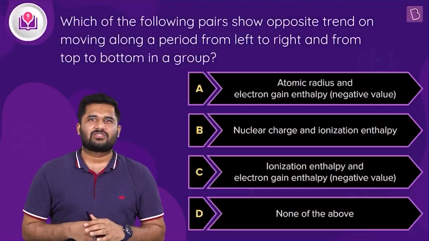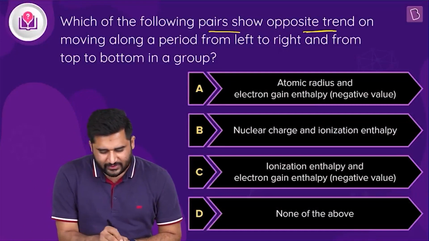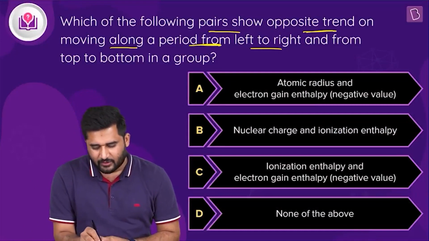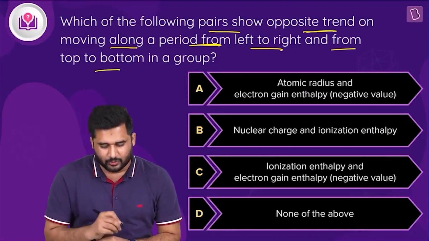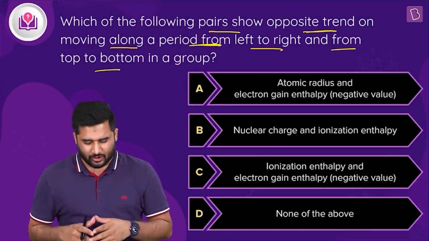Let's have a look at this question. The question is, which of the following pairs shows opposite trend on moving along the period from left to right as well as from top to bottom in a group? All right, very simple question. Let us read the options.